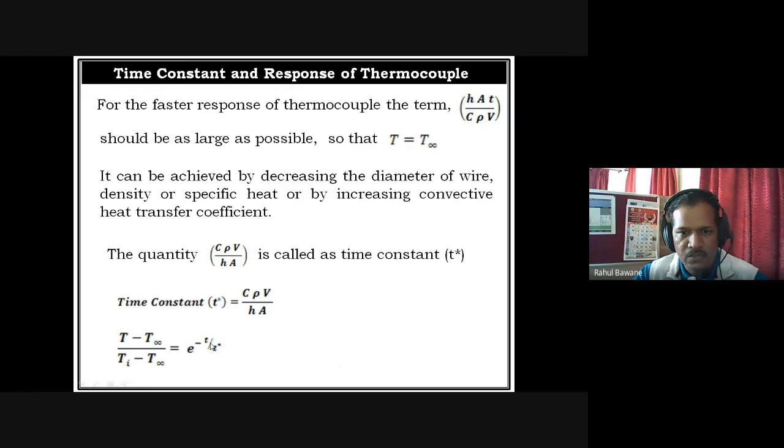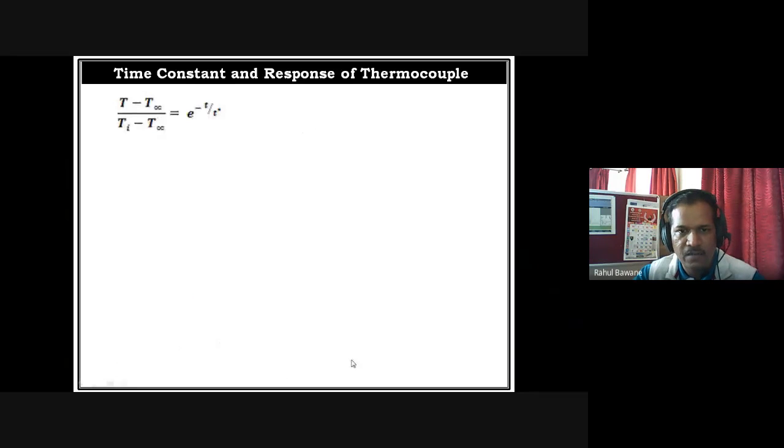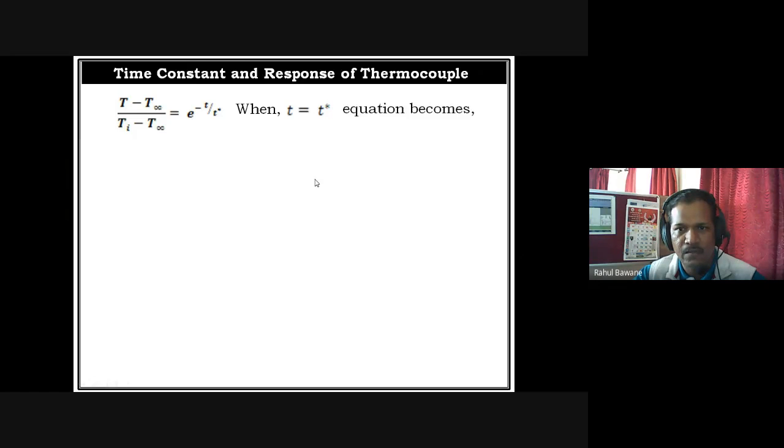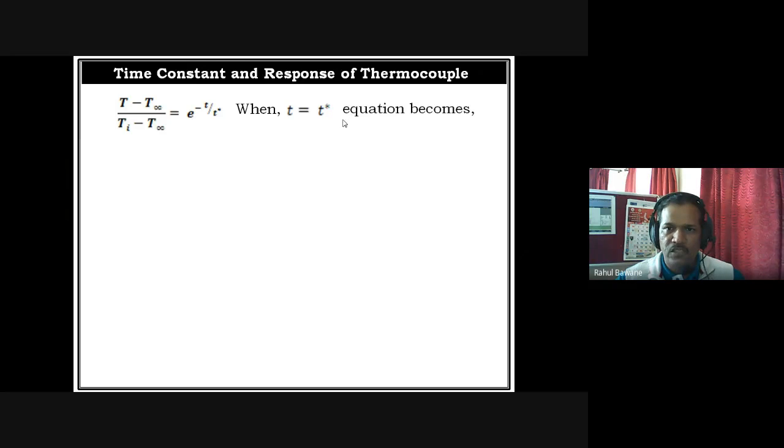Why T star? Because we choose the reciprocal of this, so it becomes T star divided by T star. So we reach this mathematical expression. Now when T and T star, so time and time constant, are equal, so when the situation comes where time and time constant have the same value, then e raised to the power minus T upon T star, with T star equal to T, will be minus 1. So we reach the final form: T minus T infinity upon Ti minus T infinity is equal to e raised to the power minus 1.